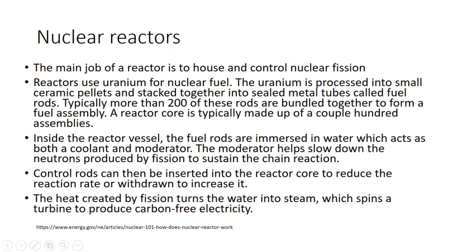Control rods can also be inserted into the reactor to reduce the reaction rate by absorbing neutrons. And how we really produce electricity from this is the heat that's caused by the fission. It turns water into steam, and that steam turns a turbine, just like any other water electricity generating plant.